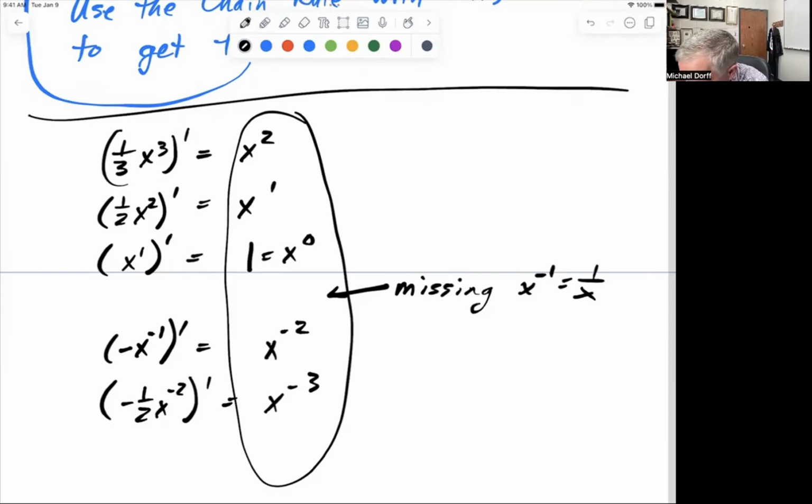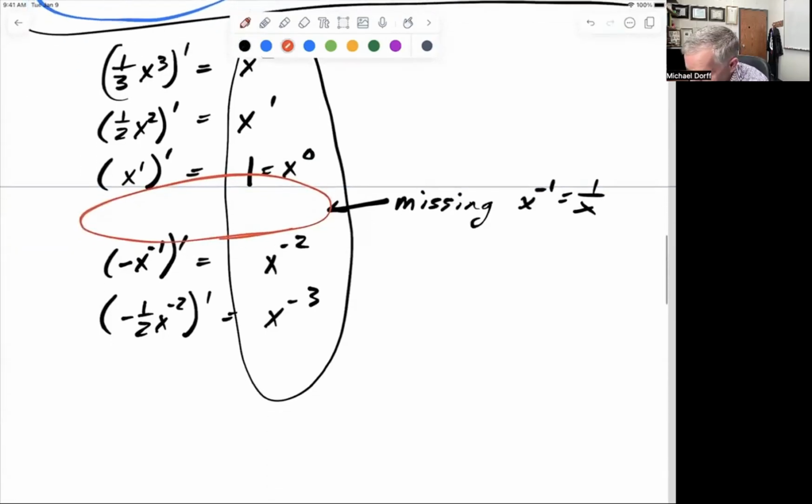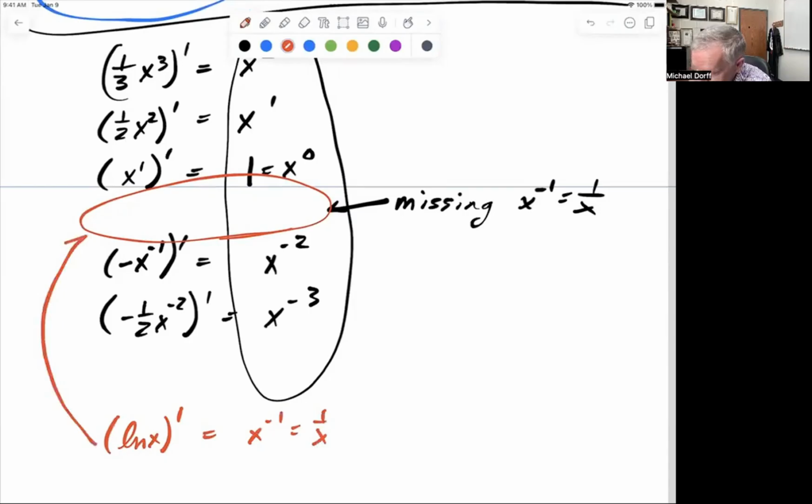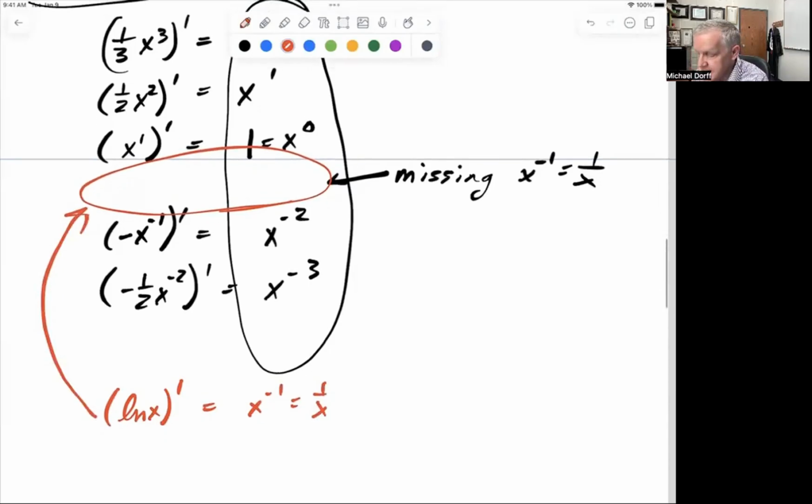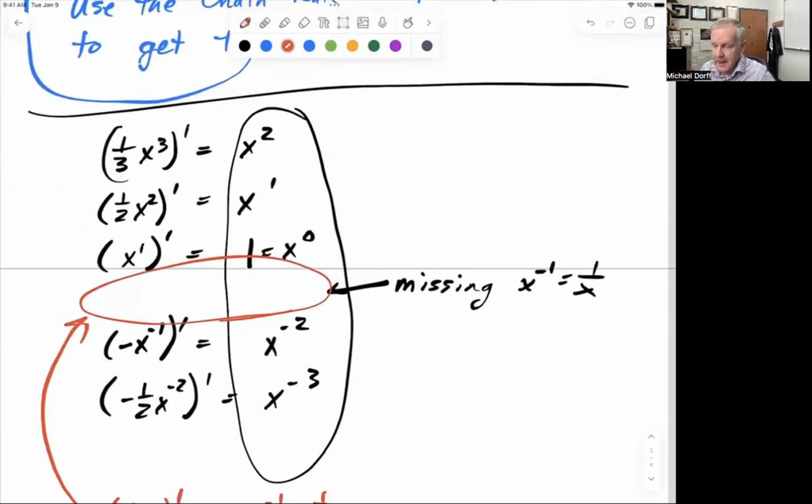Before today, we didn't have that. What would go in here? Well, what goes in there is now the natural log of x, whose derivative equals 1 over x. So from today, we get to fill in that missing spot. And that's kind of satisfying to have that pattern keep working like it does there.